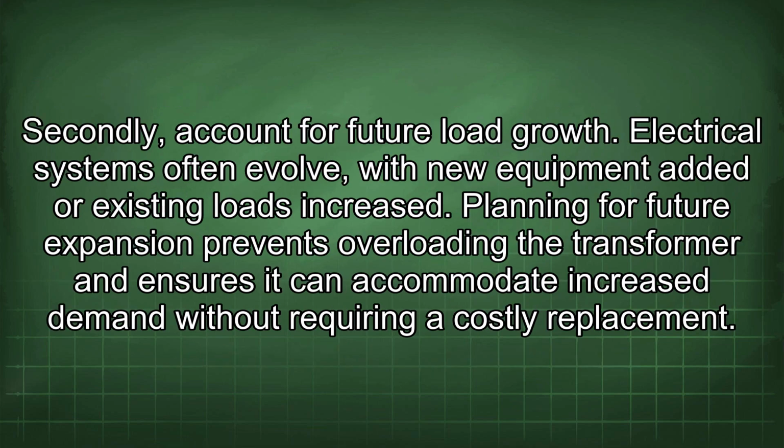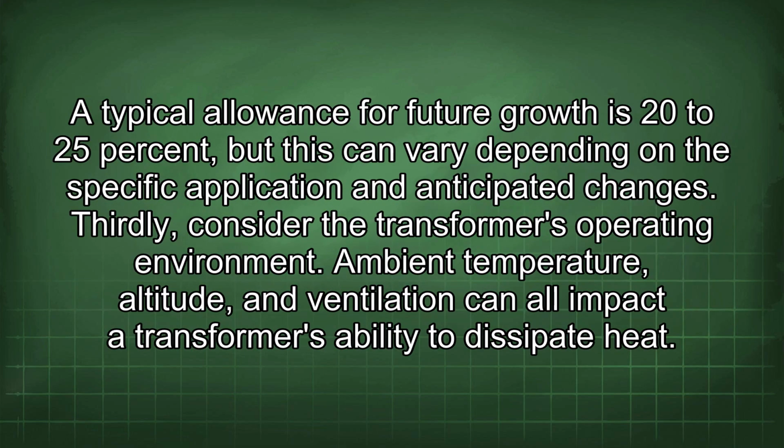Secondly, account for future load growth. Electrical systems often evolve, with new equipment added or existing loads increased. Planning for future expansion prevents overloading the transformer and ensures it can accommodate increased demand without requiring a costly replacement. A typical allowance for future growth is 20 to 25%, but this can vary depending on the specific application and anticipated changes. Thirdly, consider the transformer's operating environment. Ambient temperature, altitude, and ventilation can all impact a transformer's ability to dissipate heat.